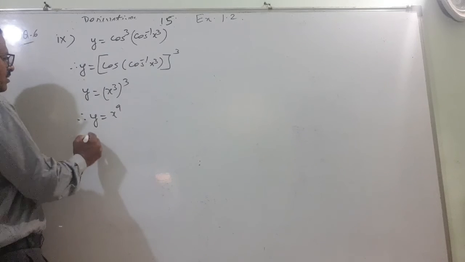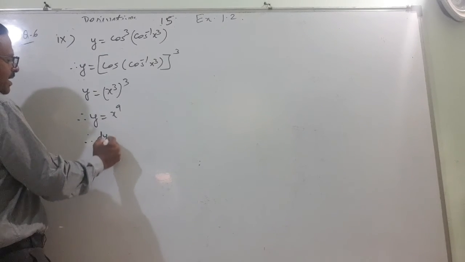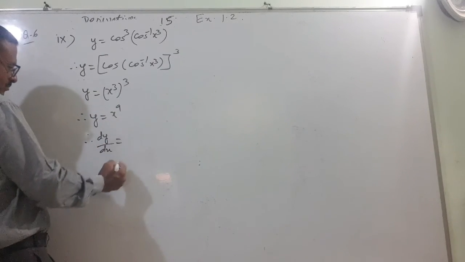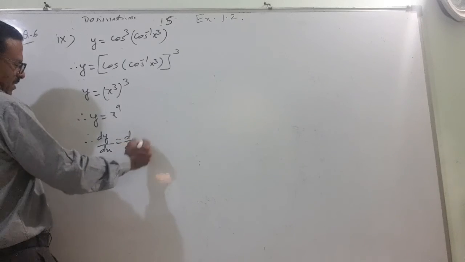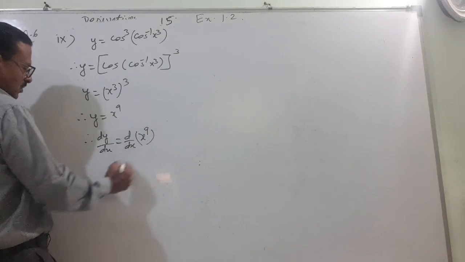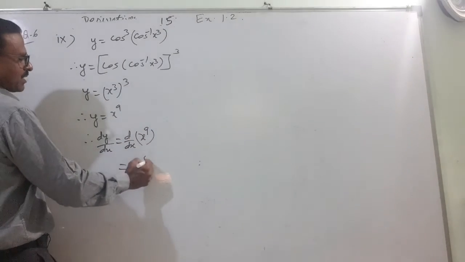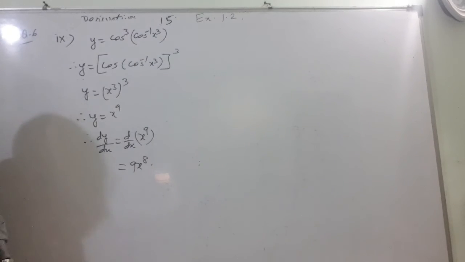Therefore y is equal to x raised to multiplication of the indices, x raised to 9. Therefore dy by dx is equal to d by dx of x raised to 9. So that is equal to 9 into x raised to 8, x raised to n, n x raised to n minus 1.